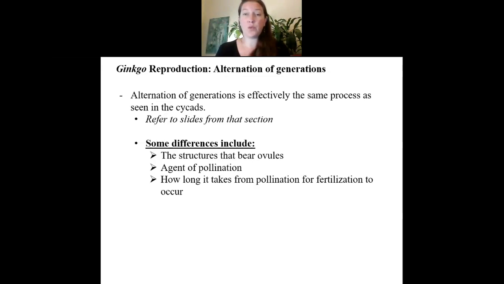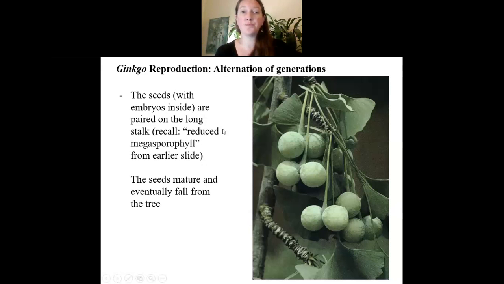Ginkgo only uses wind to move its pollen, whereas cycads use wind and insects. And then cycads take a really long time between pollination and fertilization to occur. Ginkgo takes a much shorter time. Those are the only differences in the alternation of generations.